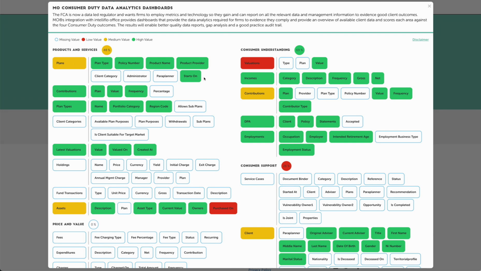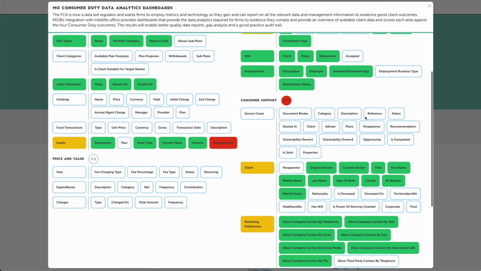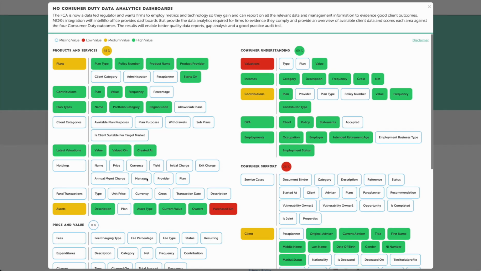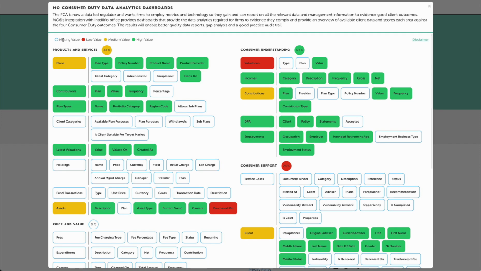So here, what we're looking at, for example, red flag, there's no service cases in this particular client. That is a red flag for consumer duty purposes, because obviously we can flag up in here vulnerability owners, and has the client got any vulnerabilities, for example. Fees, there's nothing at all in what we've classed as, the algorithm's classed as, price and value. So fees, we'd expect some data to be input there.